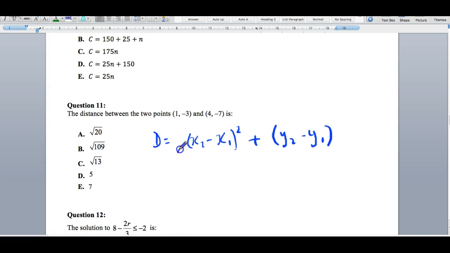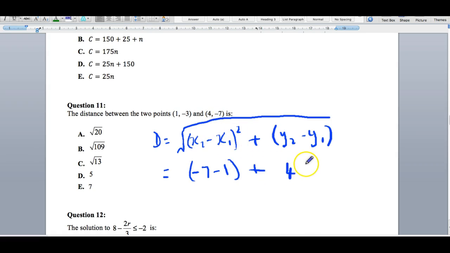Now, it doesn't matter whether you have y here or x here. Okay, so x2 is -7, x1 is 1, and then y2 is 4, and y1 is -3, sorry. Just thinking.